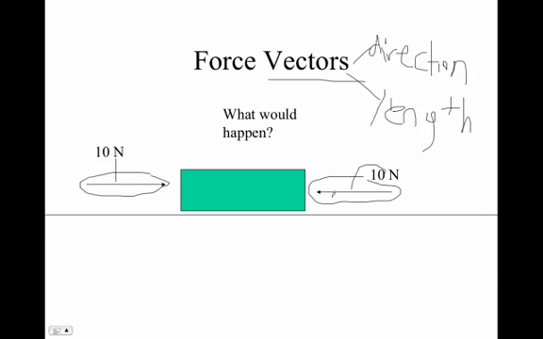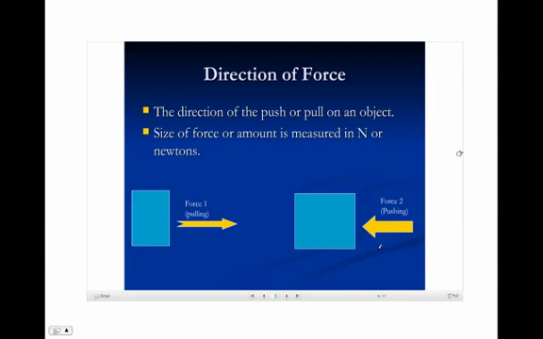And we should be able to predict then what might happen to this box if those two forces were acting on it. What do you think would happen? It would be nothing. No movement. The forces cancel out. So no movement. So let's talk more about that. The direction of the push or a pull on an object and the size of a force is measured in newtons. So it could be a pulling force like this arrow, or a pushing force like this arrow.